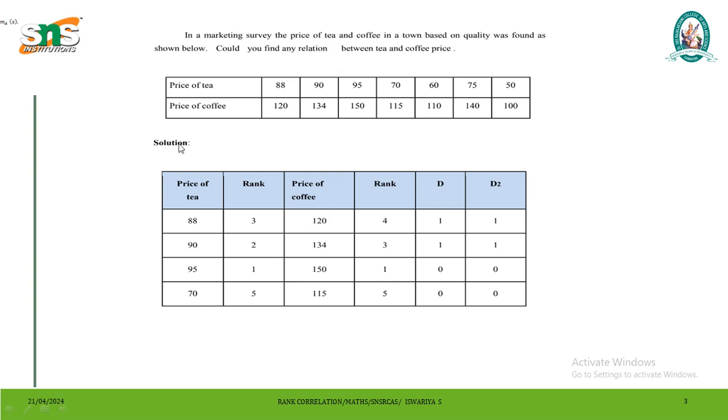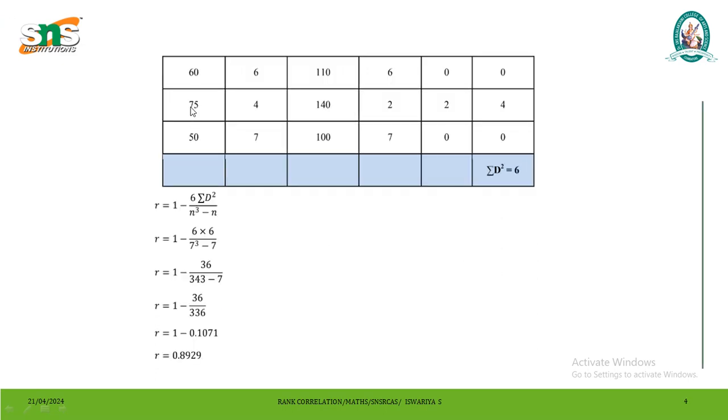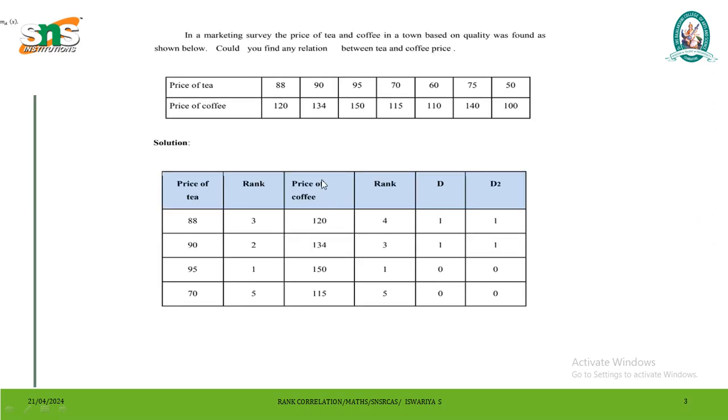Comparing all other numbers, the first highest number is 95. So I give 95 the first rank, and the second highest number is 90. So I give 2 to that number, and the third highest number is 88. So I give the rank as 3, and the fourth highest number is 75. So I give 4. Likewise we have to give rank for all these data. In the same way we have to give the rank for the price of coffee also.